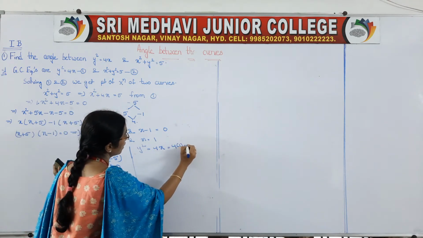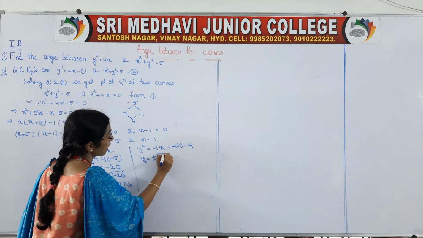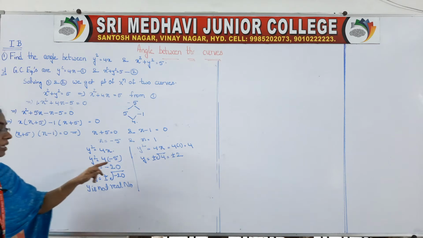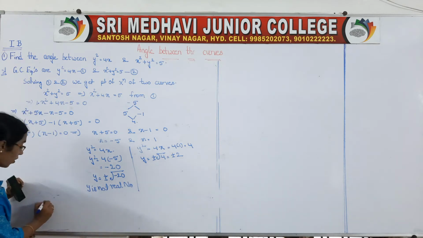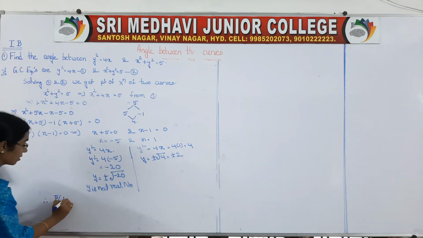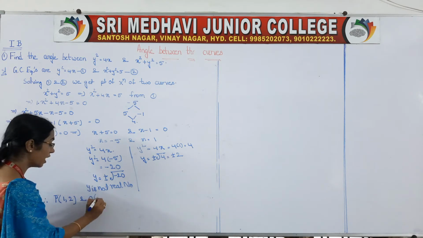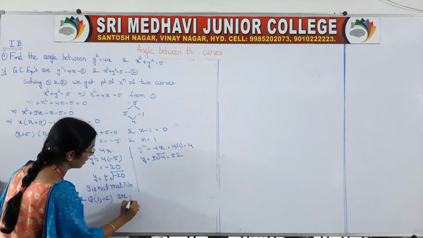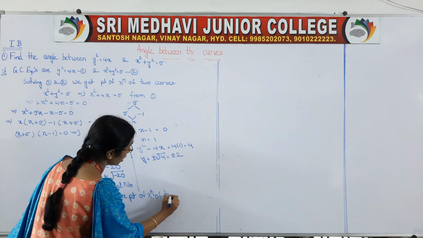So 4 into 1 is equal to 4. Then what will be your y? y is equal to plus or minus root 4, that is plus or minus 2. So here you got your y values as plus 2, minus 2. So therefore the points are, what are the points? P: first you take x value as 1 and y value as 2. And another point Q, x value is 1, y value is minus 2, are point of intersections, isn't it? Point of intersection of two curves.